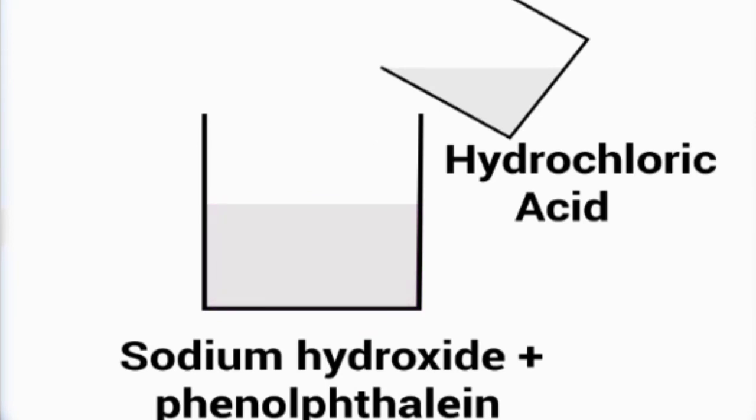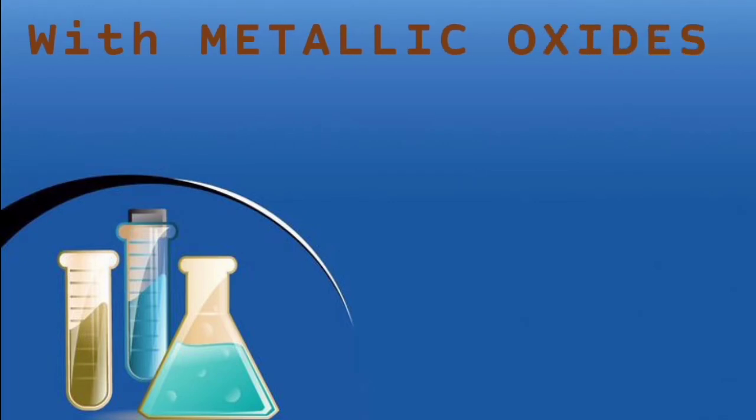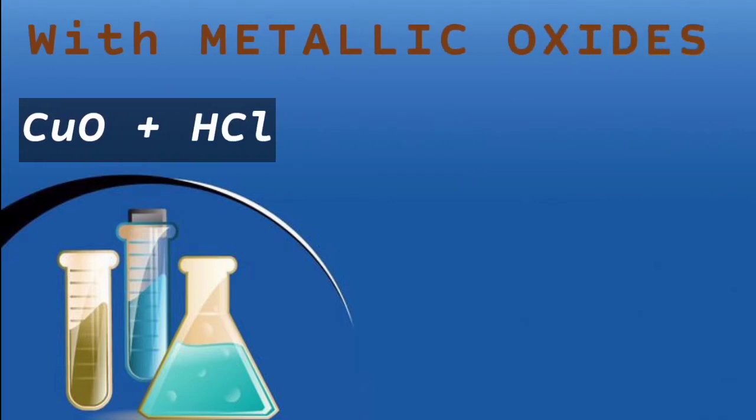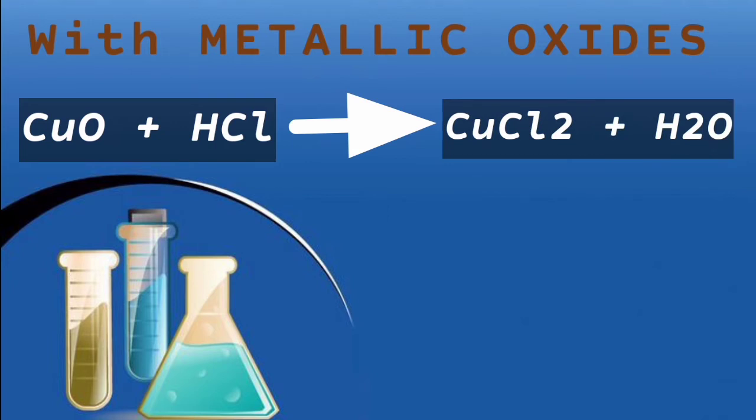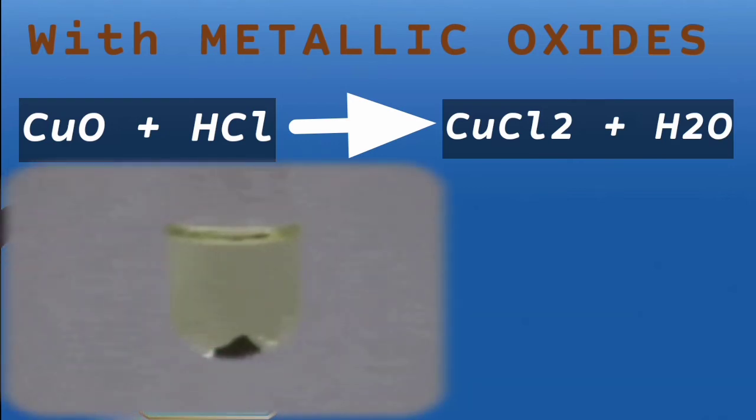Now, reactions of acid with metallic oxides. Copper oxide reacts with HCl, forming copper chloride, which is the salt, and water. So here, when copper oxide reacts with HCl, it changes its color to bluish green. This indicates the formation of copper chloride, as copper chloride is green in color. So, copper oxide plus HCl forms CuCl2 plus H2O.